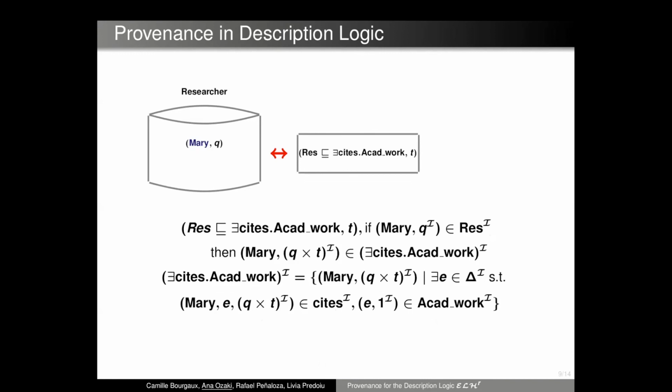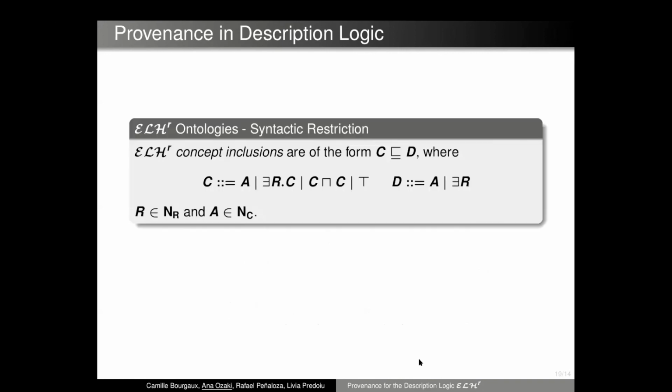So what does this mean? It means that even though Mary cites academic work is entailed, we have that exists R.top Mary is not entailed with any provenance, because we may have multiple models and each model will have a different provenance value, which does not match our intuition that if we have something that is more specific here, we should be able to entail a more general concept. So that's why we added this syntactic restriction to our language, to avoid counterintuitive entailments.